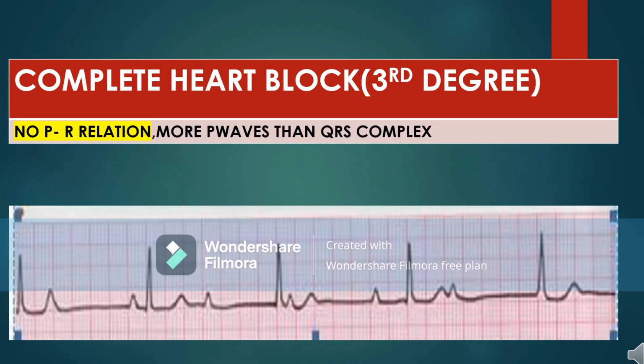Third degree AV block or complete heart block. Here there is no PR relation you can find, and more P waves than QRS complexes. So the key feature is no pattern or no relation between P wave and R wave, and you can find many more P waves than QRS complexes in complete heart block.